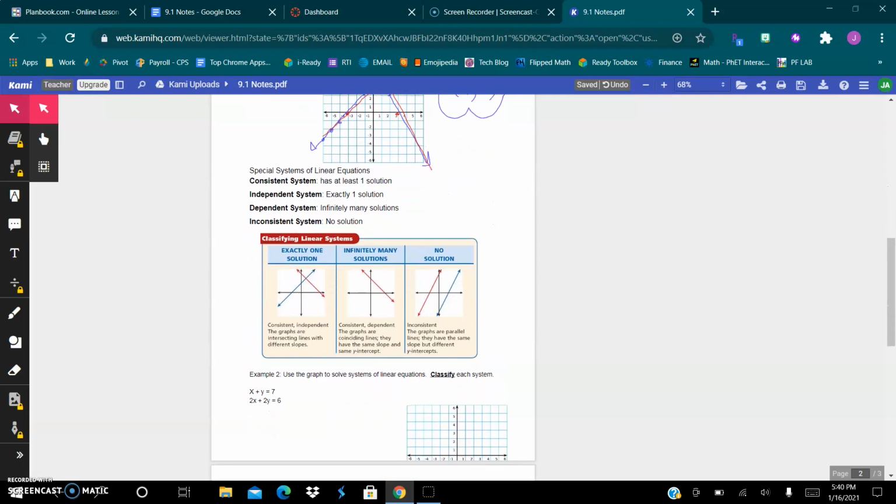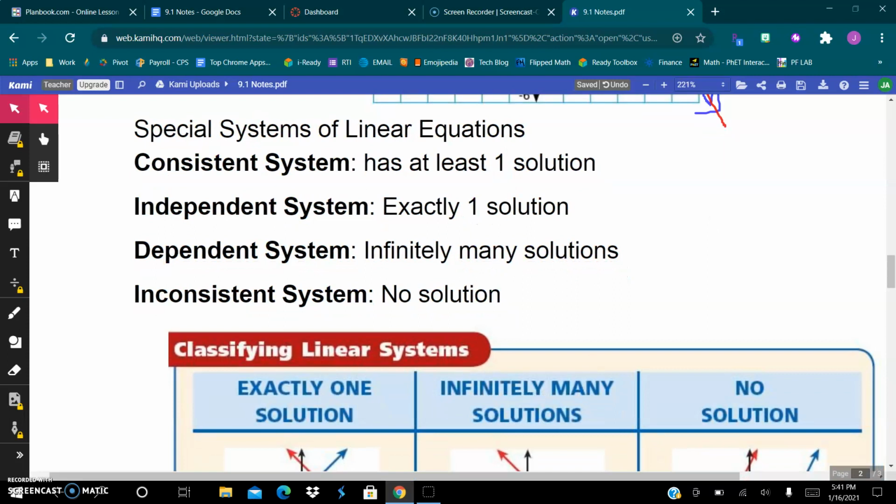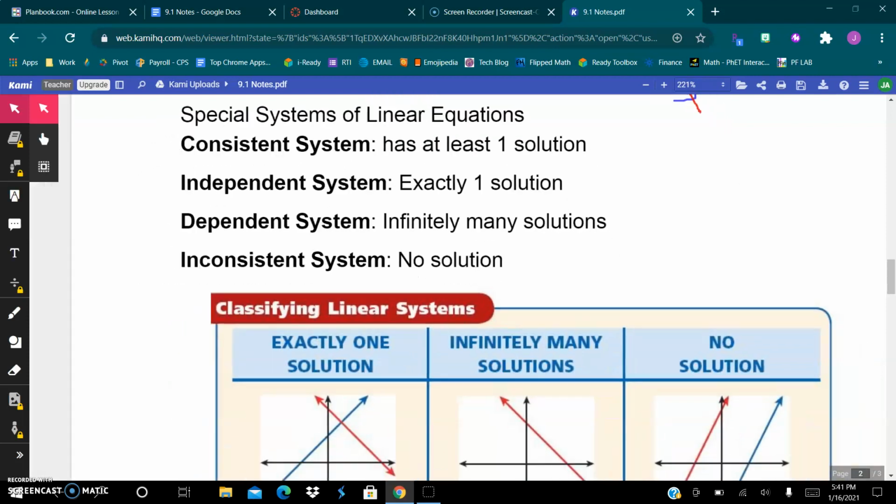All right, now special systems. This is where we can have different solutions here. So a consistent system has at least one solution. It can have more, but it has at least one. An independent system has exactly one. So that's what we just graphed. It had only one solution. They crossed at one point. A dependent system has infinitely many solutions.